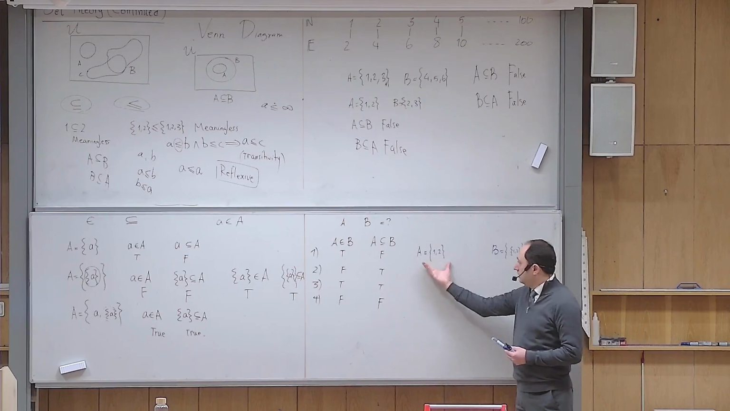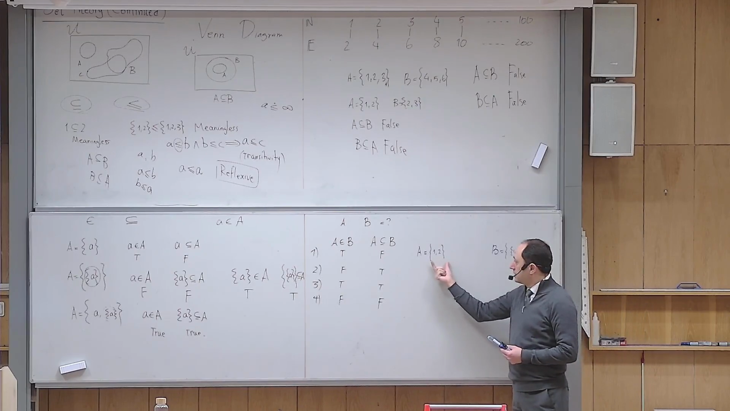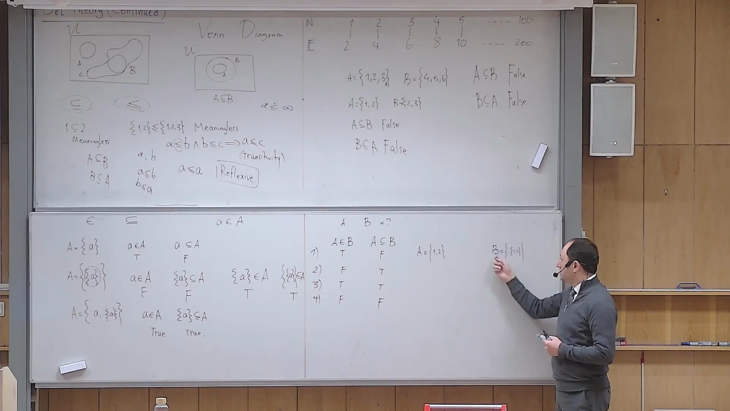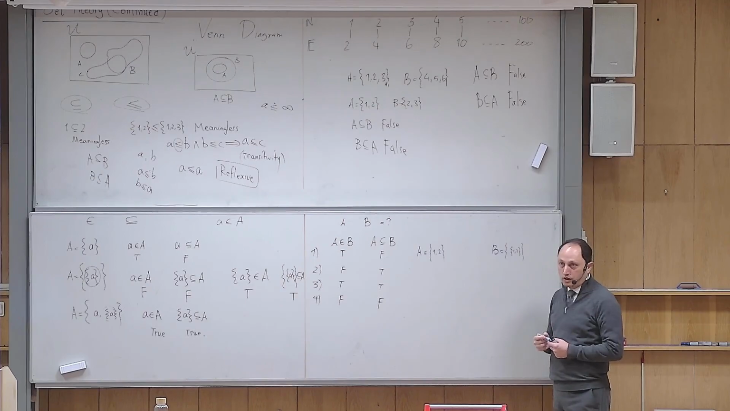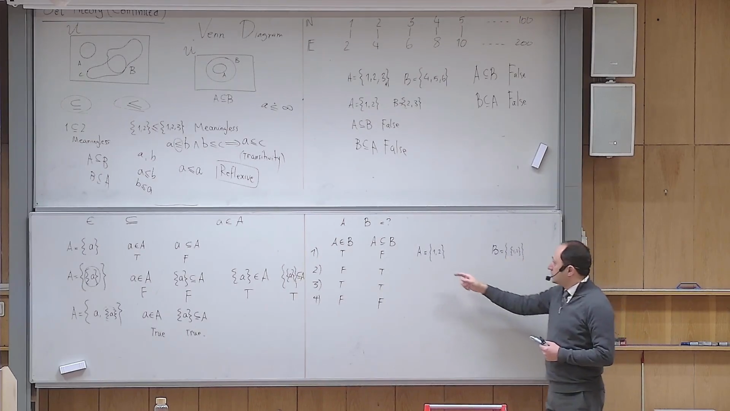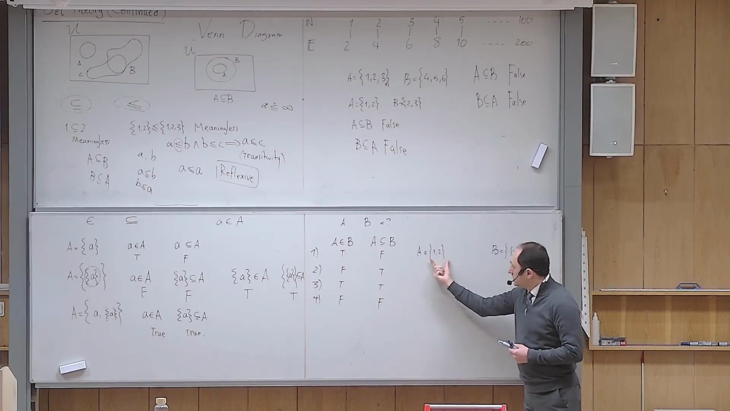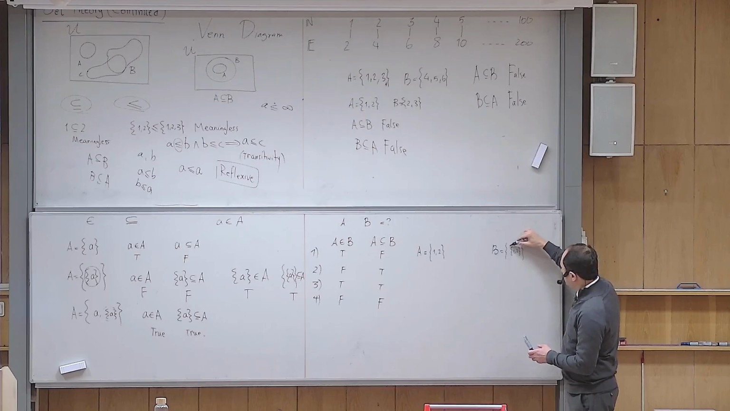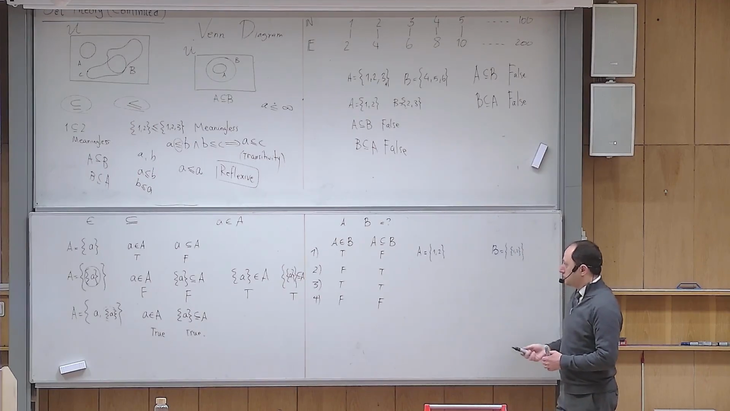So A is curly brackets 1 and 2. What is the cardinality of A? 2. What is the cardinality of B? 1. This is the only element in B. Okay, so A, which is this one, is an element of B, yes? If I ask you what is this, this is just A. So A belongs to B, that is true.